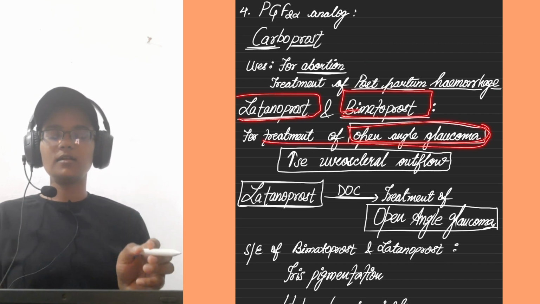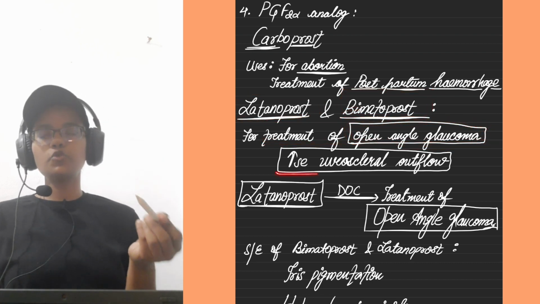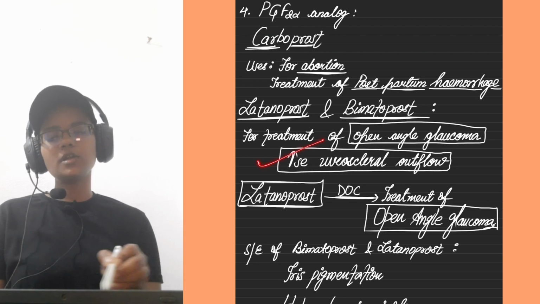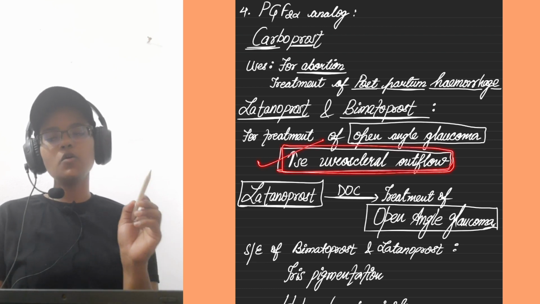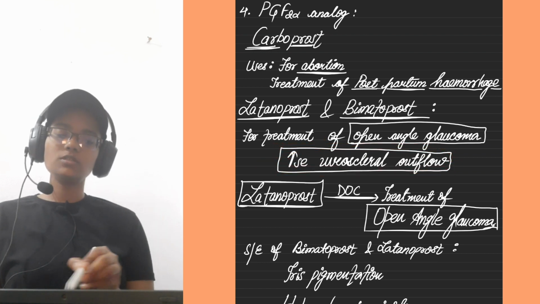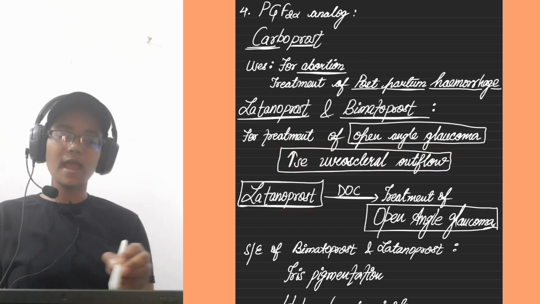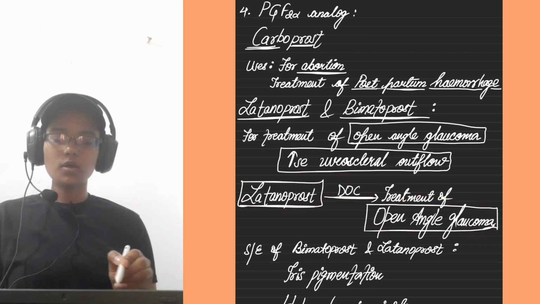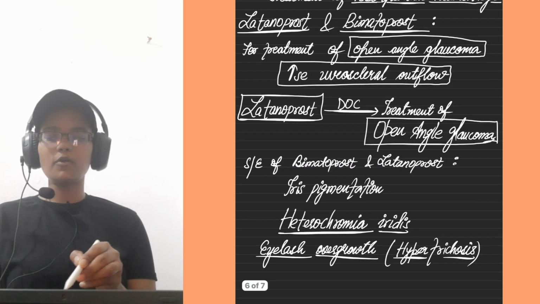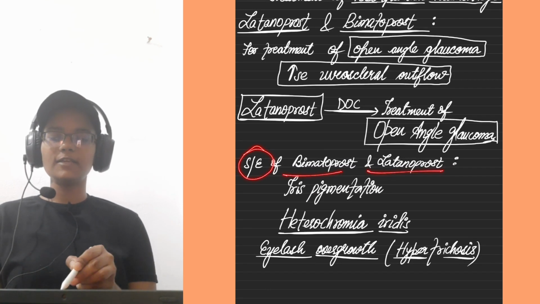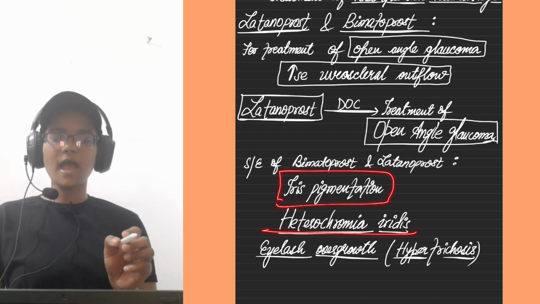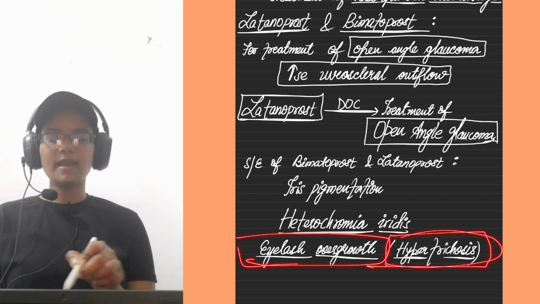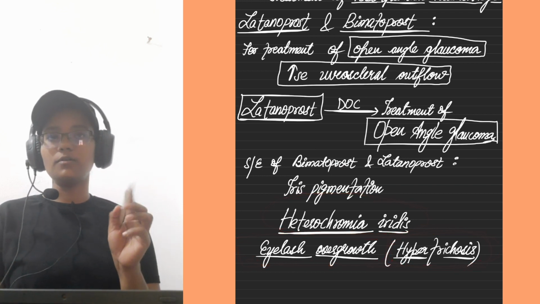Why do we use them? Because they increase the uveoscleral outflow. Latanoprost is the drug of choice for open angle glaucoma. Side effects of bimatoprost and latanoprost are iris pigmentation, which is also called heterochromia iridis, eyelash overgrowth and hypertrichosis. You have to learn these.